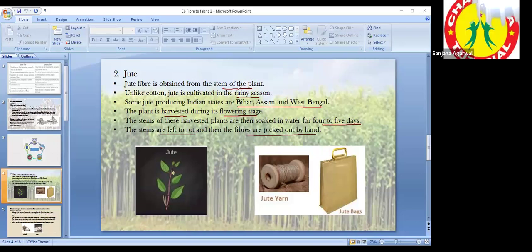Basic steps. Jute is obtained from the stem of a plant. Means cotton is a flower of the plant, whereas jute is the stem of the plant that we use. And unlike cotton, this is cultivated in rainy season. Cotton needs a warm atmosphere, whereas jute needs rainy season. Some jute producing Indian states are Bihar, Assam, West Bengal.